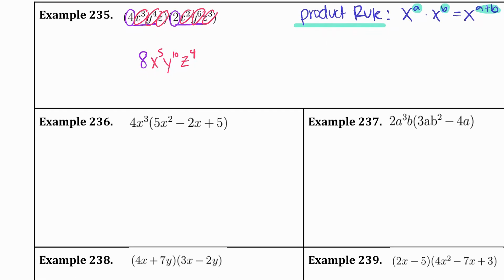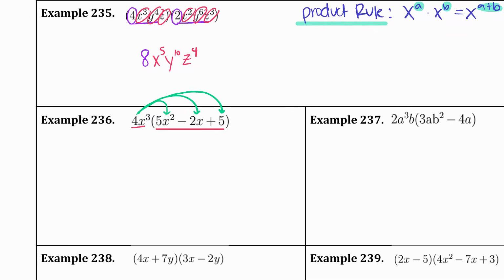Okay, if we have, in this case, a monomial times a polynomial, specifically a trinomial, 3 terms, we're going to take our monomial on the outside and we're going to distribute that to everything on the inside. Okay, so when we distribute it, we have 4x cubed times 5x squared. That's going to give me 20x to the fifth. When we multiply, we've got to add those exponents.